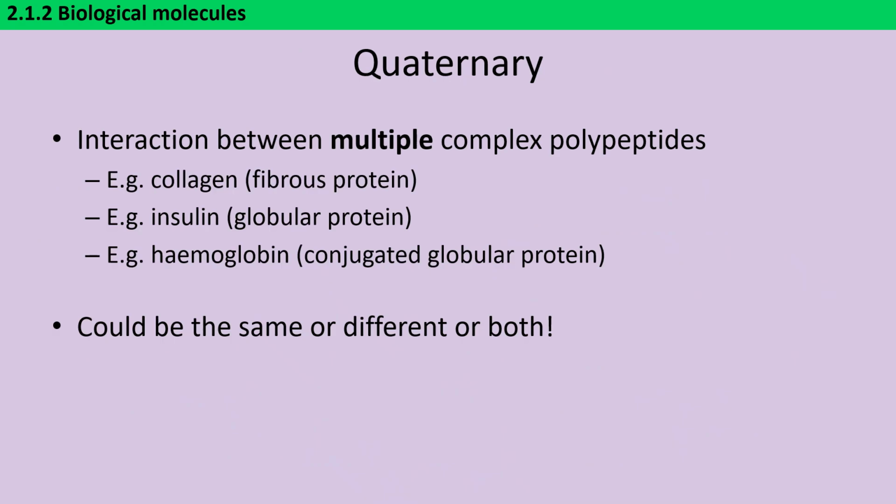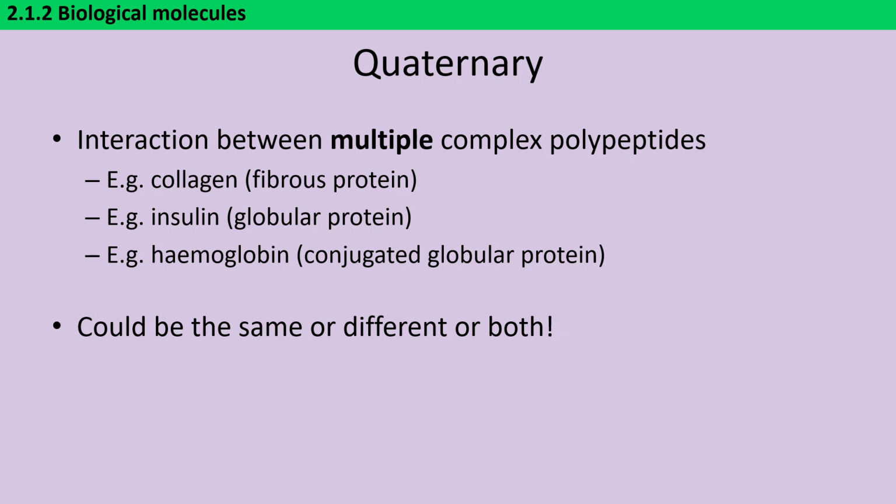Now, for lots of proteins, 3 is enough, and all they have is a tertiary structure. But for many complex proteins, you have multiple subunits joined together. And this happens in fibrous proteins like collagen, globular proteins like insulin, and also conjugated proteins like hemoglobin. And conjugated means that they have additional components that, strictly speaking, aren't protein at all, but they're part of that thing that needs to work.